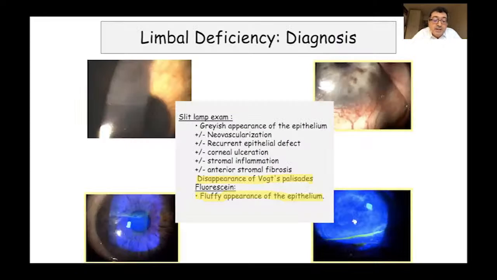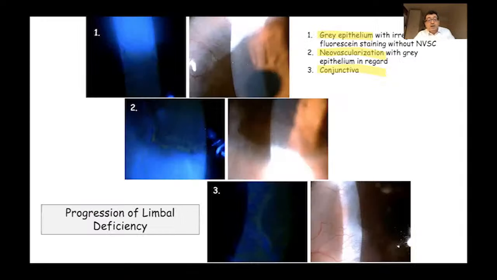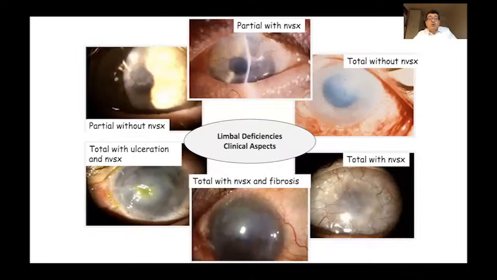Limbal stem cell deficiency is a progressive disorder that may be acquired or genetically inherited. It may progressively lead to corneal opacification due to loss of transparency of the epithelium, loss of transparency of the stroma, and associated corneal neovascularization. In this slide, you can see loss of corneal epithelial transparency due to progressive conjunctivalization of the peripheral cornea. So you can see that several different clinical aspects may be encountered in limbal stem cell deficiency.